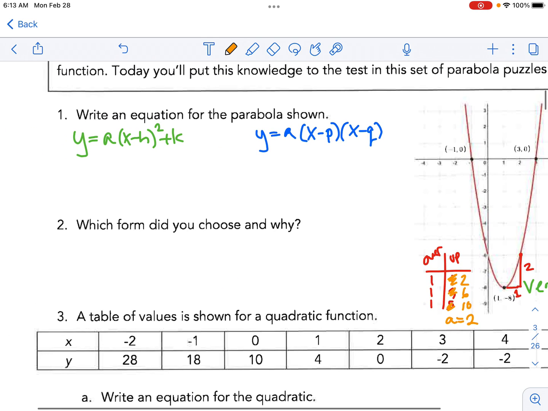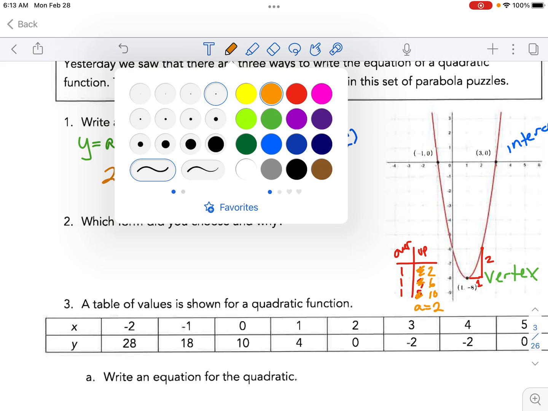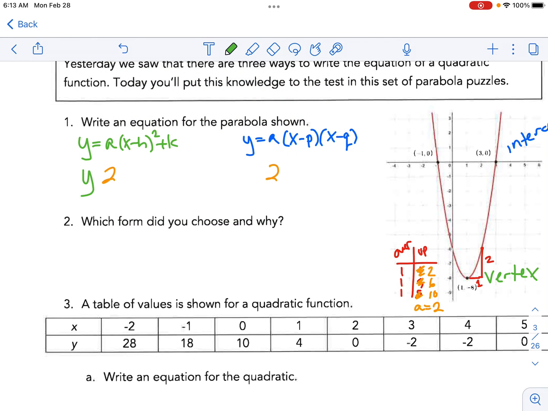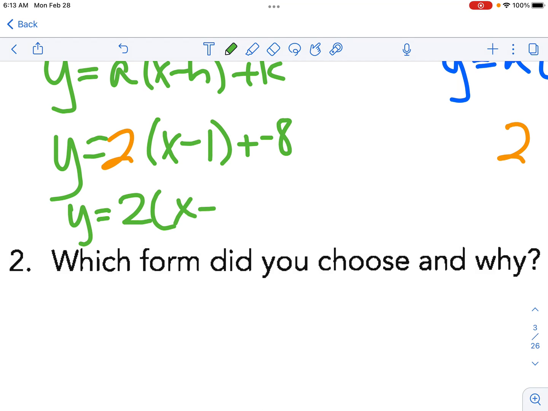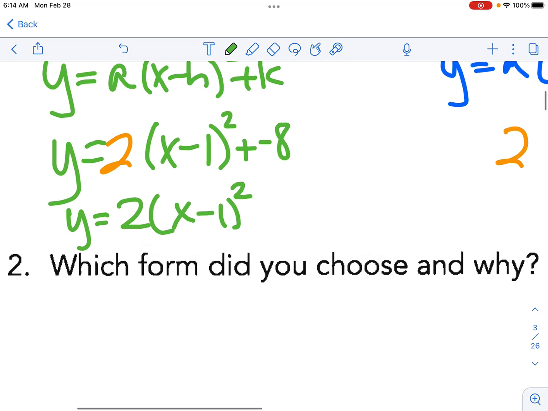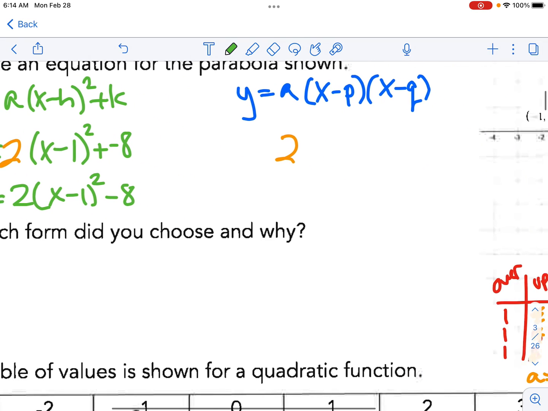So now that we know that, we can put a 2 here and a 2 here. Let's go ahead and do the vertex one. The vertex is 1, negative 8. So that's x minus 1 plus a negative 8, which is equal to 2 times quantity x minus 1 squared. Excuse me, I forgot the power there. Did I forget it up there? Nope. Okay, now I got the power in all spots. Minus 8. So that's the vertex form.